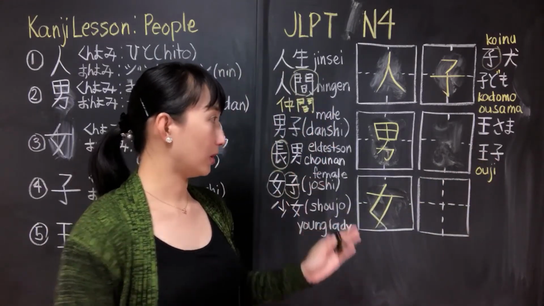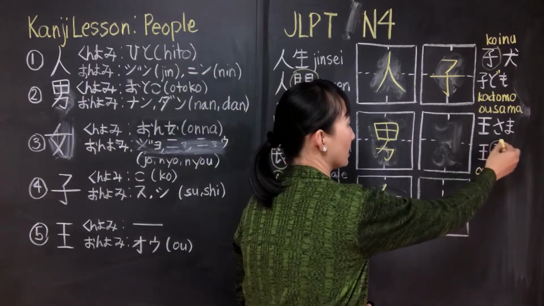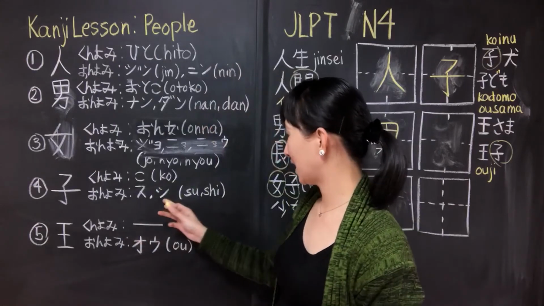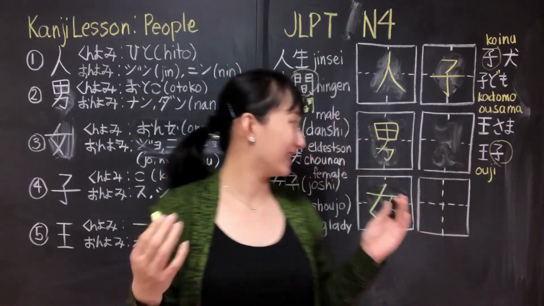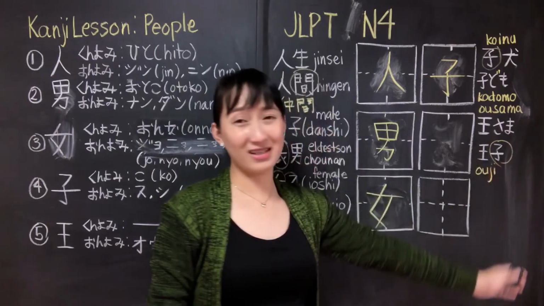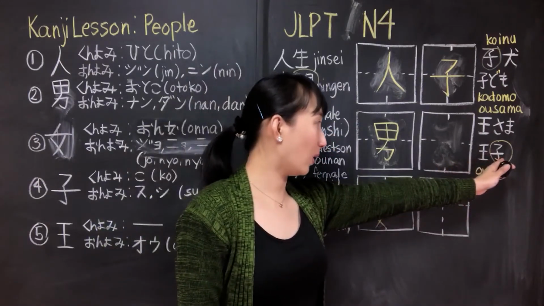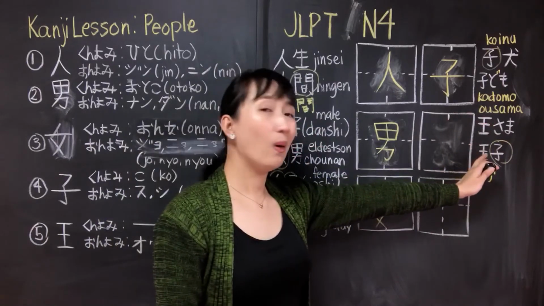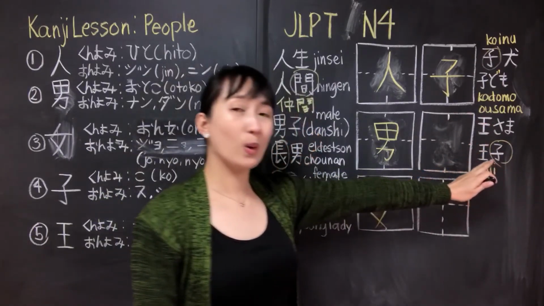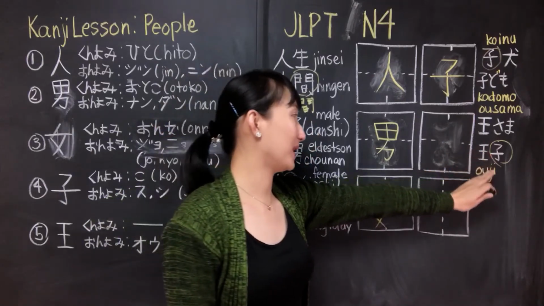As you can remember, this kanji is ko, su, or shi, but sometimes the reading is ji. When you partner this ko with ou, it becomes ji. So this one is ouji again, which means prince.